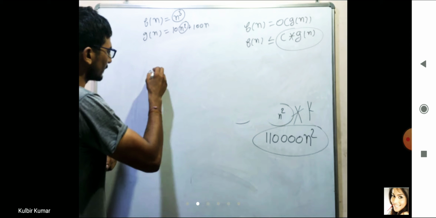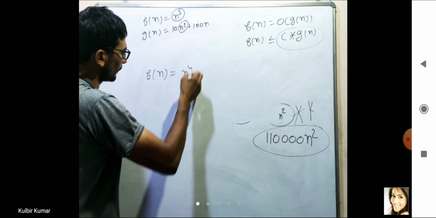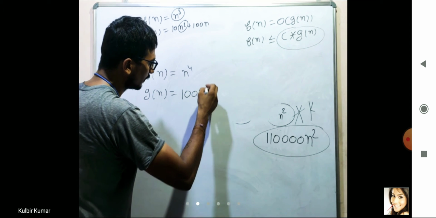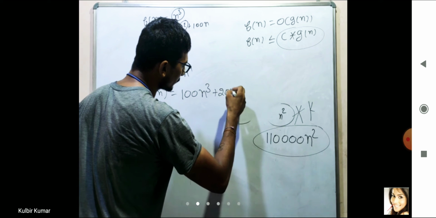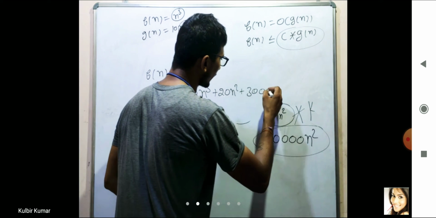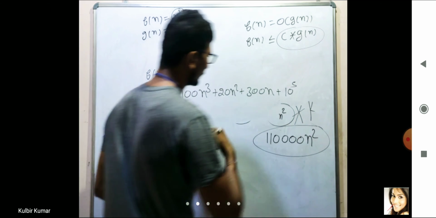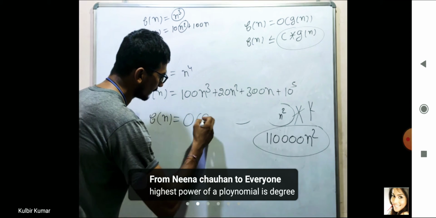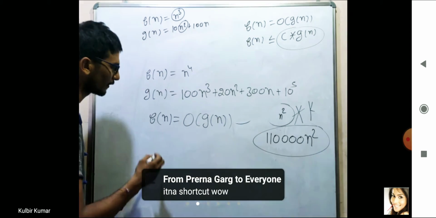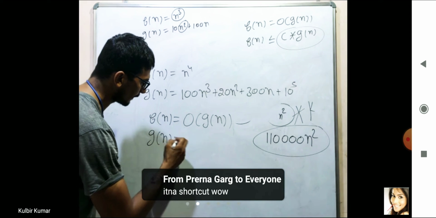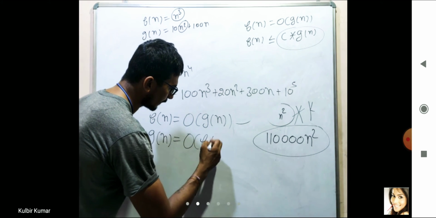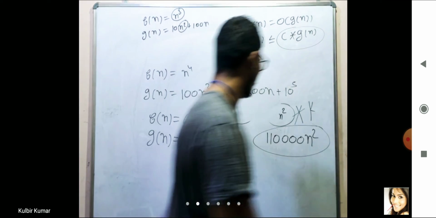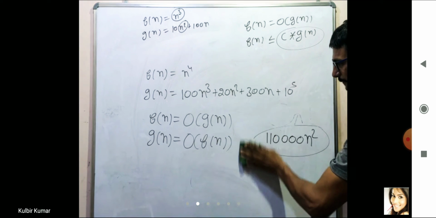So one function f of n is given, that is nothing but n power 4. Second function g of n is given, that is, let us take 100n cube plus 20n square plus 300n plus 10 power 5. So what do you think? First question, f of n is order of g of n. You have to find out true or false. Second is g of n is order of f of n. So कौन सा true है कौन सा false है? क्या दोनों true है या दोनों false हैं? I just gave you shortcut, just follow that thing.